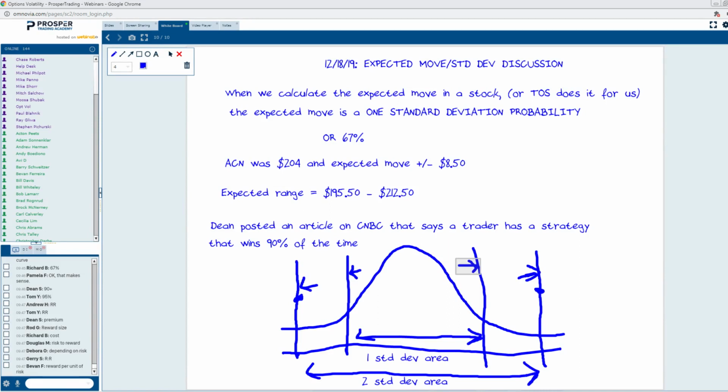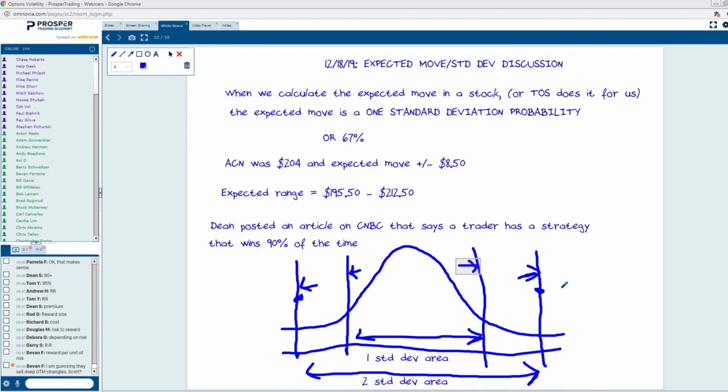Obviously, if we were going to make trades off of a 2 standard deviation move, or 90% probability, the probability of the trade working is much higher, but the reward to risk is much, much less. So yes, the math says you're going to win 9 times out of 10. But the one loss you're going to take, the 1 out of 10, is going to negate the profitability in the 90% that you're winning.